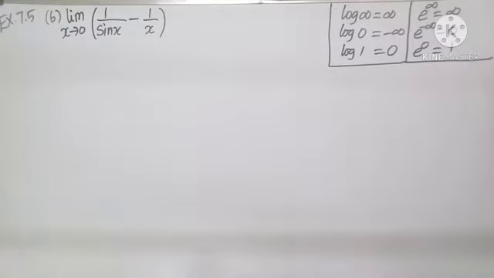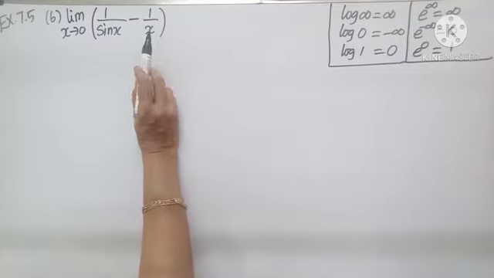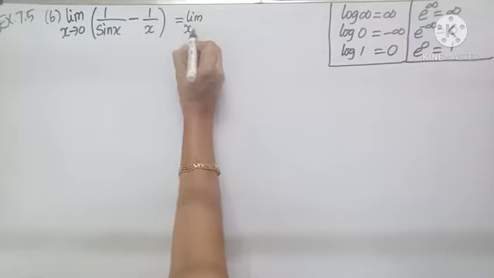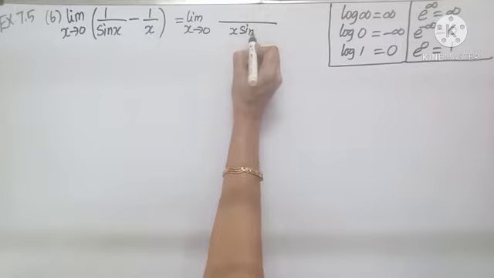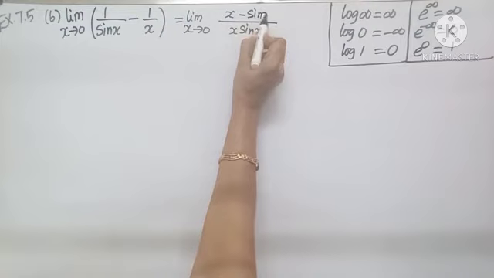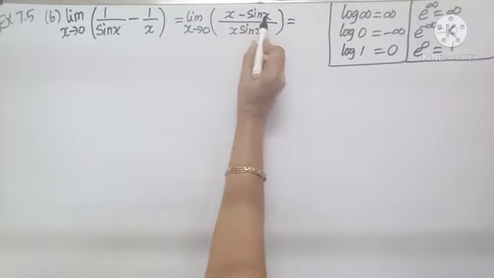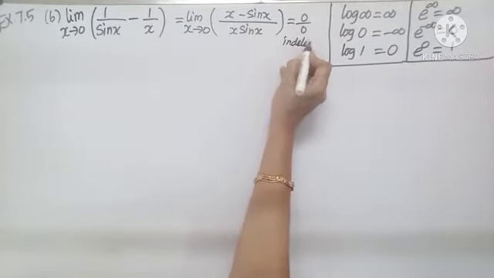Question number 6. Limit x tends to 0, 1 by sin x minus 1 by x. It is better to have a quotient form before applying the limit. So taking LCM, this is limit x tends to 0. Denominator is x into sin x. The numerator, cross multiply: x minus sin x. As we apply the limit, 0 minus 0 by 0. So it is 0 by 0, that is an indeterminate form.